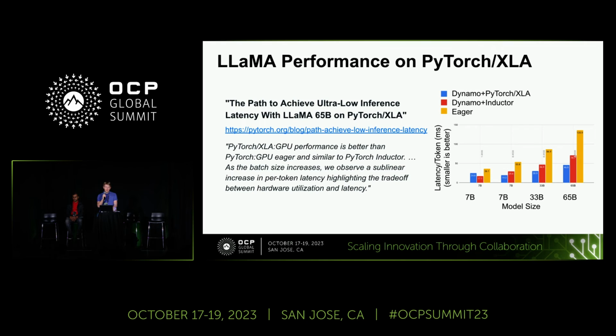For the eager flow, they're using Dynamo with Inductor as the compiler, and Dynamo with PyTorch XLA as the compiler. In this example, you can see that there were some places where Inductor outperformed PyTorch XLA, but also some where PyTorch XLA outperformed Inductor. And so this is something that Google is investing in. We want to make sure we deliver the best performance with XLA on PyTorch and JAX and these key frameworks.